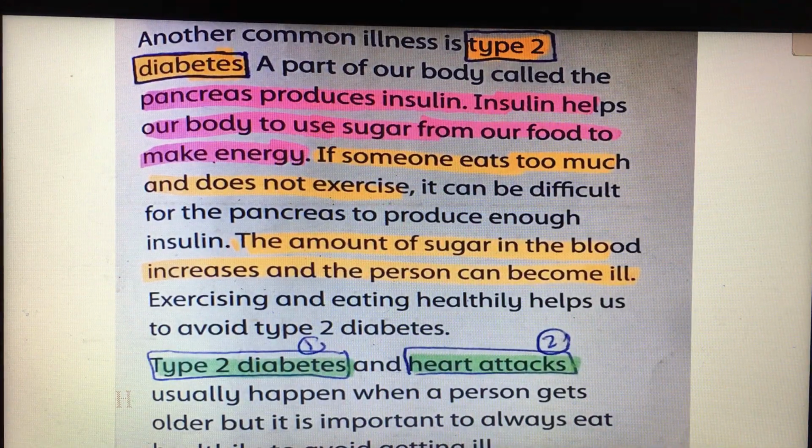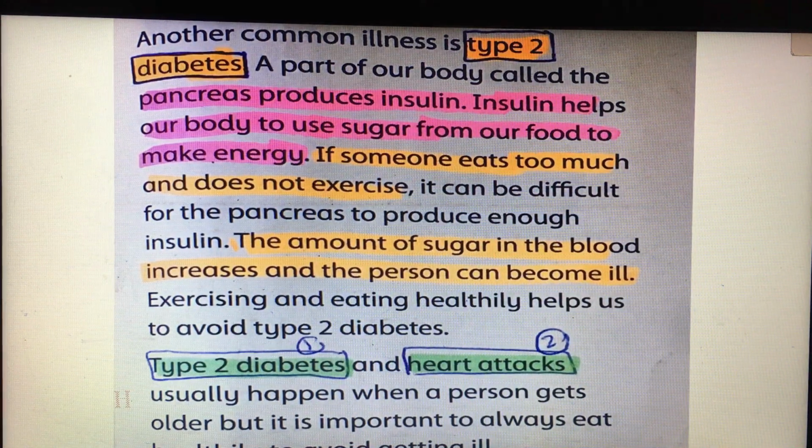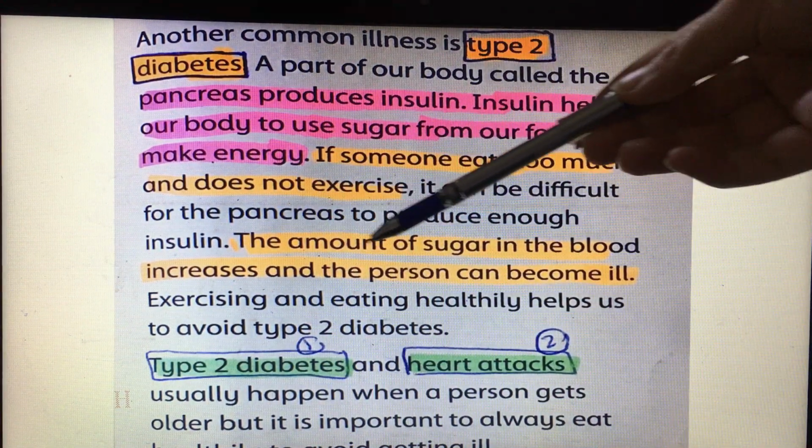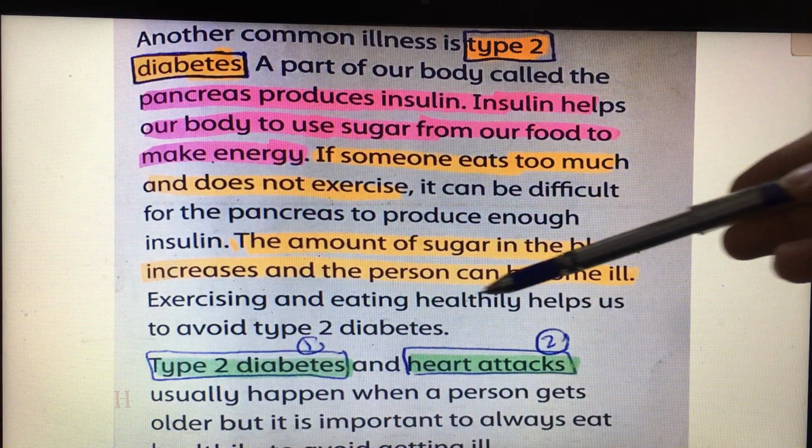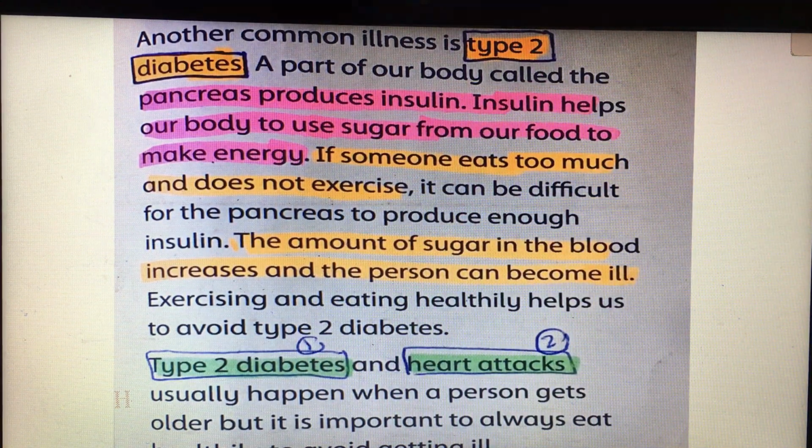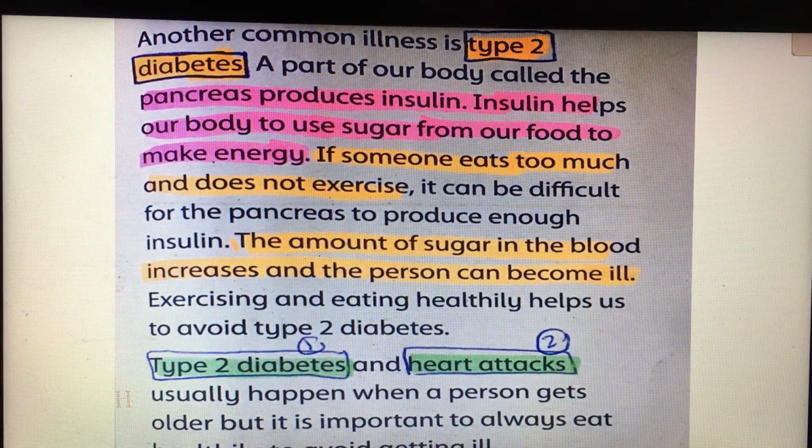And on the next page, 131, highlight type 2 diabetes. As we say, the pancreas produces insulin, and the function of insulin here is to help our body to use sugar from our food to make energy. And as we said, if the amount of sugar increases in the blood, that will cause type 2 diabetes. So highlight the last thing here. The amount of sugar in the blood increases and the person can become ill. And this illness is type 2 diabetes.